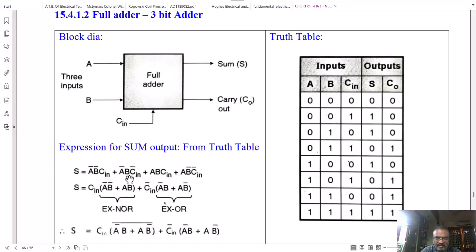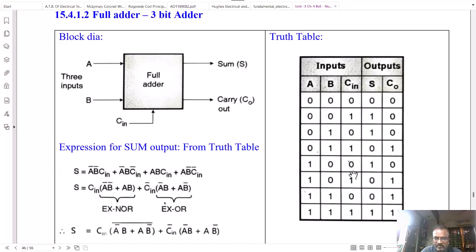A is 0, means take a complement of it, that is A complement. B is 1 means as it is B, and C is 0 means C complement. And therefore, the term corresponds to this third row is A complement, B, C complement.